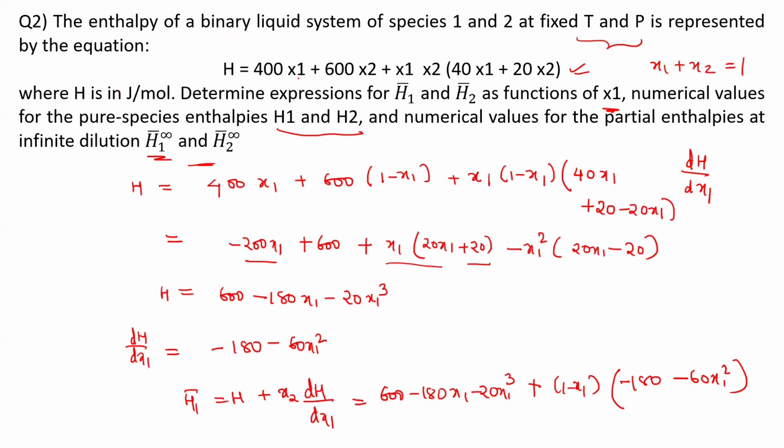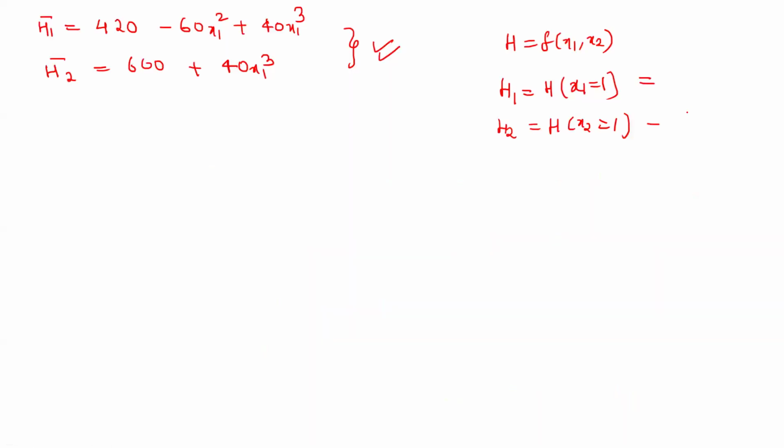Here x1 is 1 and x2 is 0, right? So this term goes. So h1 is 400 and h2 is 600. And this shows the interaction term x1 x2 (40 x1 plus 20 x2). So this is 400 and 600, and this is in joule per mole. So these are molar properties that you know already, right?